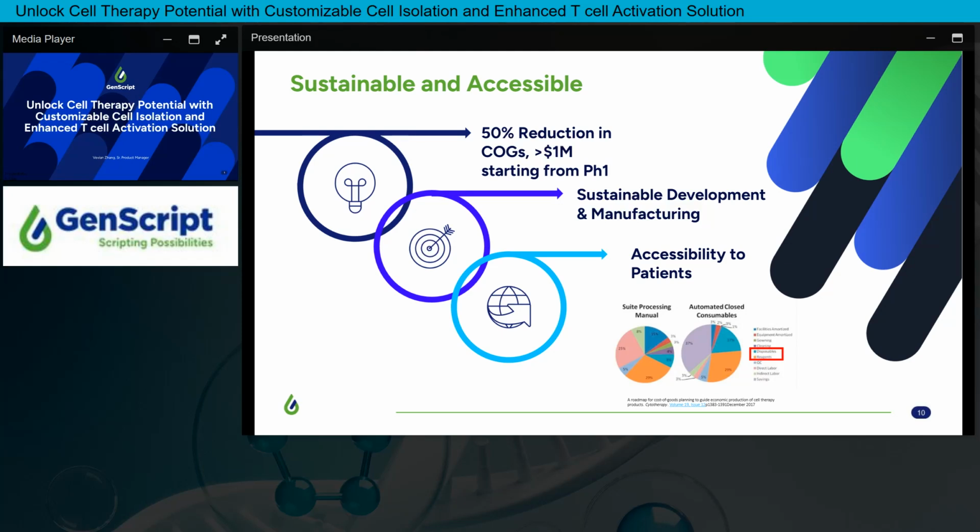capabilities and experience and the strong supply chain globally, we're able to provide the products at a very competitive price and to significantly decrease the cost of goods, with more than 1 million savings starting from phase 1. And this can significantly support the sustainability of cell therapy development and manufacturing, and in the end, enhance the accessibility of this type of therapies to patients.